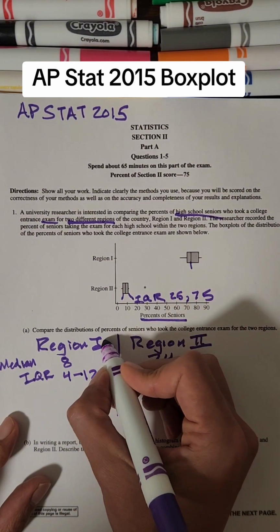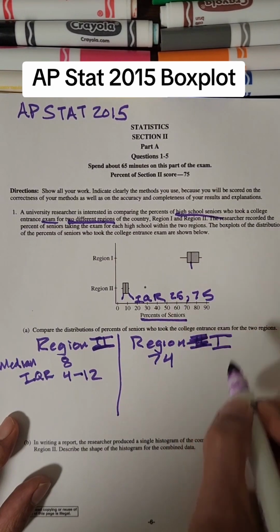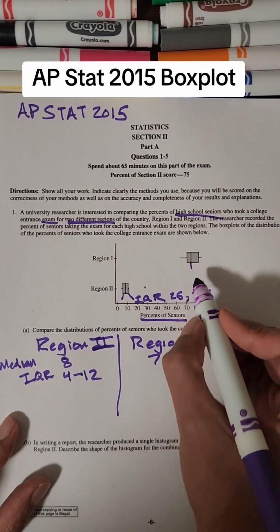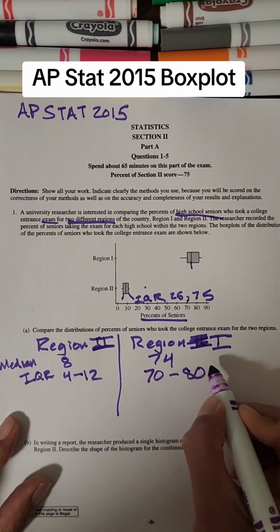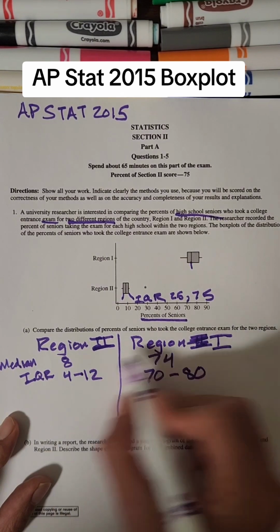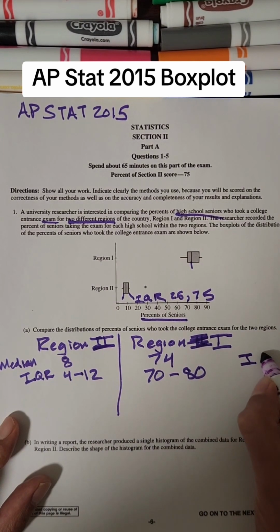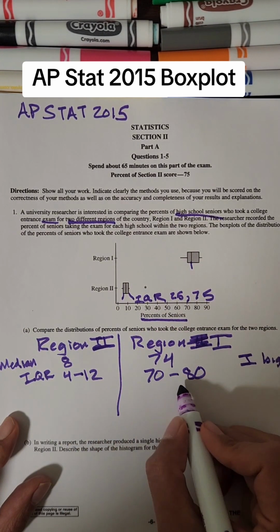And for, oops, this is region 2. Region 2 is the smaller one. This is region 1, which has the bigger one. Let's see, the interquartile range is probably like 70, and that probably goes to 80. So even with this, you can actually start comparing. Region 1 is bigger, they have more percent of seniors taking the exam.